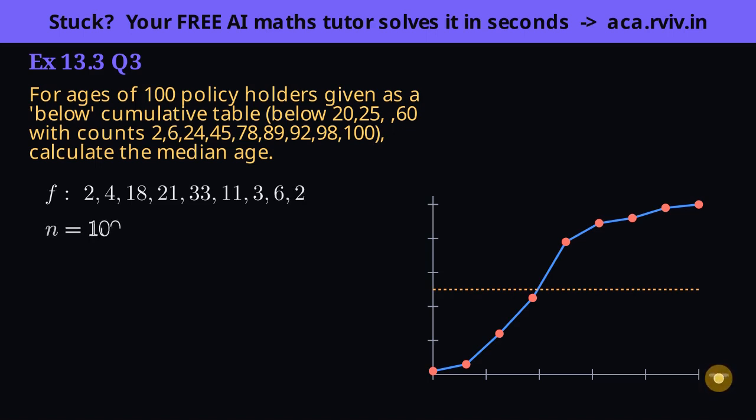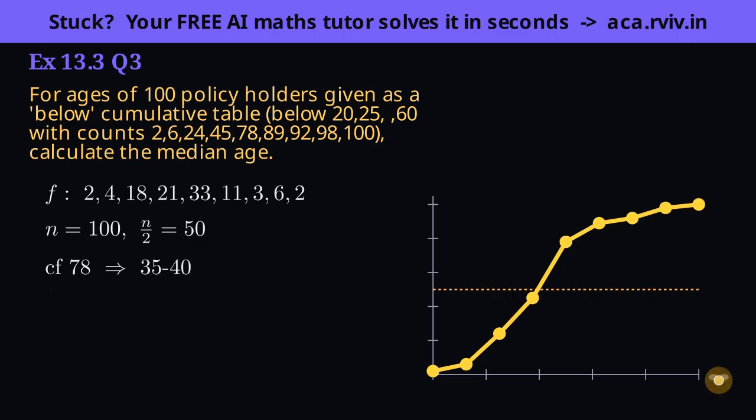Confirm the total is 100, so the middle position n over 2 is 50. Walk up the cumulative counts to where they first pass 50, the crossing point on the ogive. It reaches 78 at the class 35 to 40, so that's the median class. Read off the 4 ingredients, L35, the CF before it 45, the class frequency F33, with H5. Notice CF is already 45, so we're only 5 short of 50.